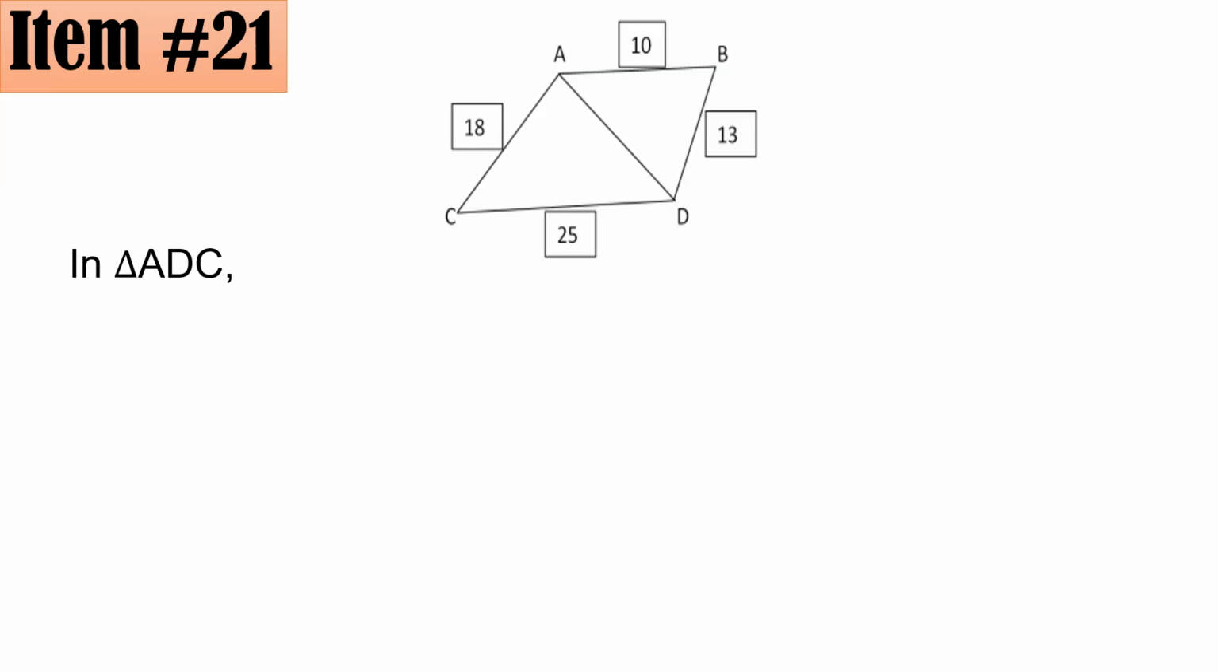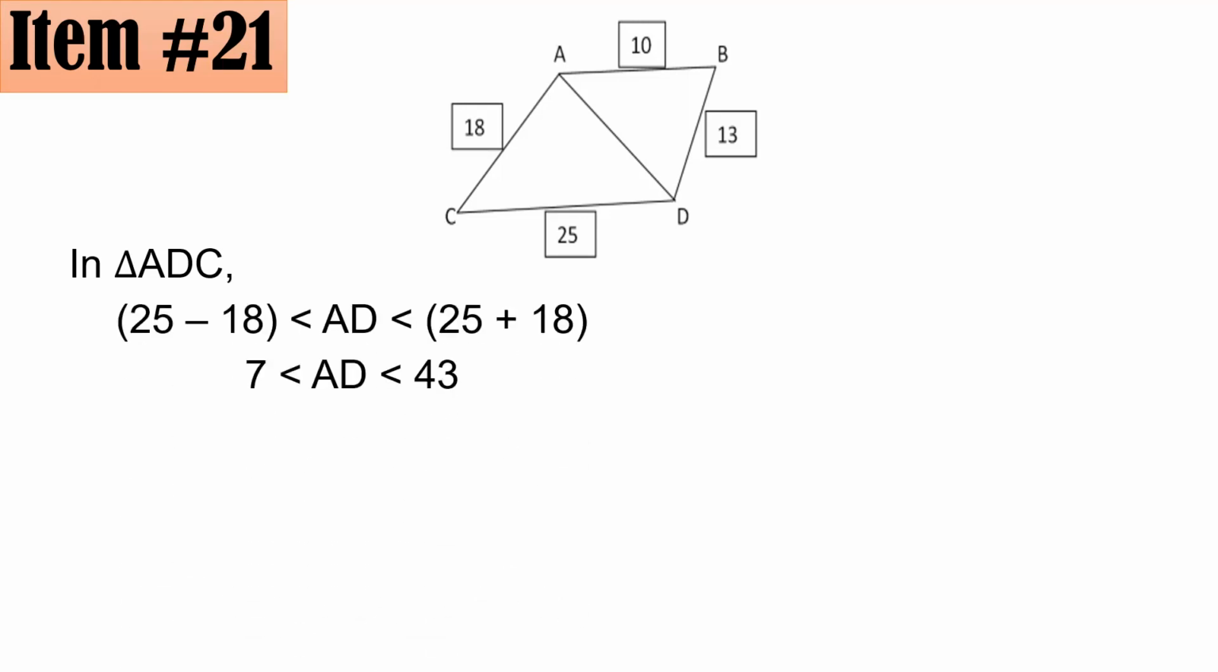Again, yung third side is between the absolute difference and the sum of the other two sides. Sabi ni Ma'am Marnie, 7 and 43, and I agree with that po. Kasi dito po, 25 minus 18 is 7. 25 plus 18 is 43. So kung base lang natin siya sa triangle ADC, between 7 and 43 ang length ni line segment AD.